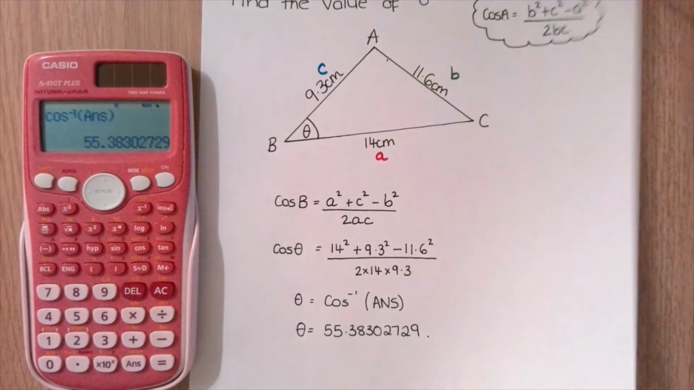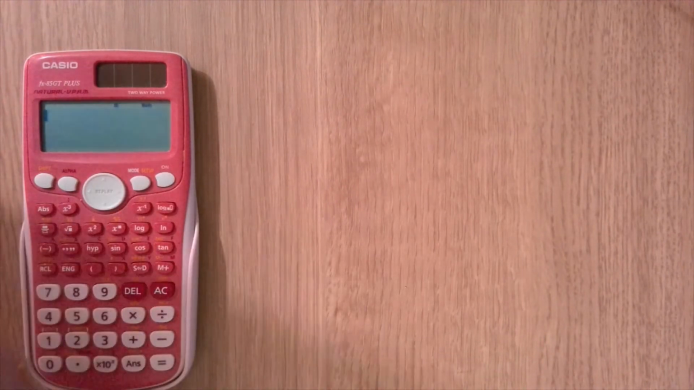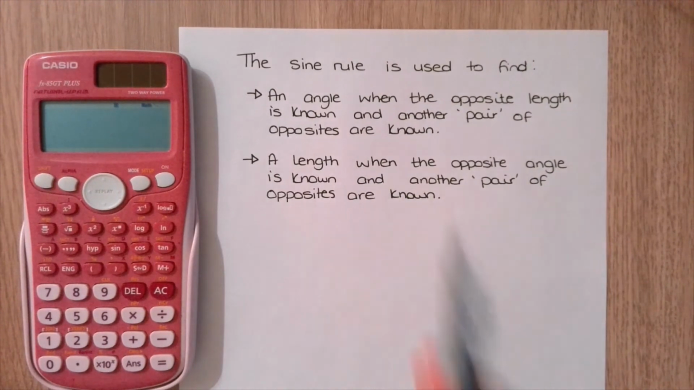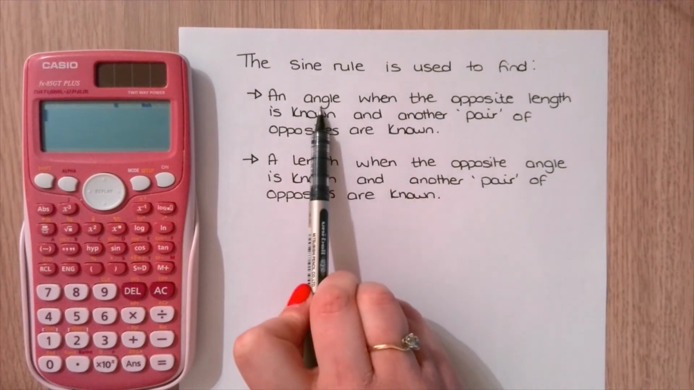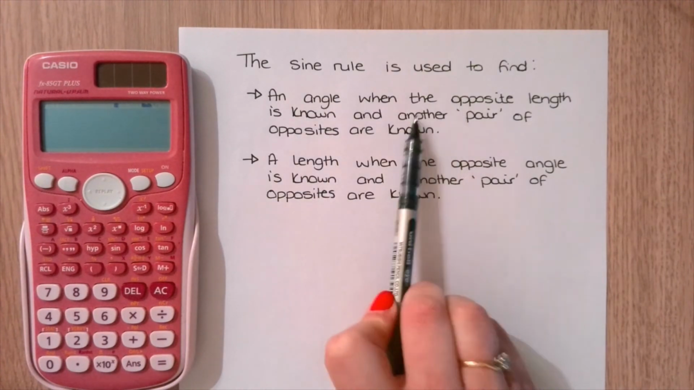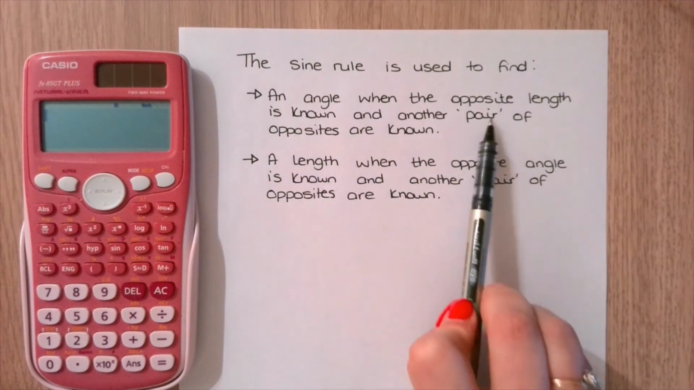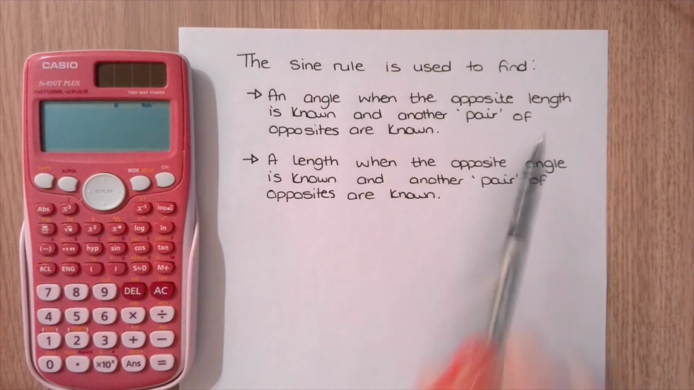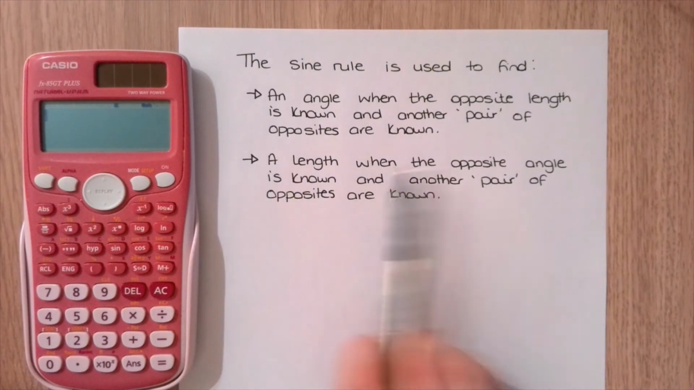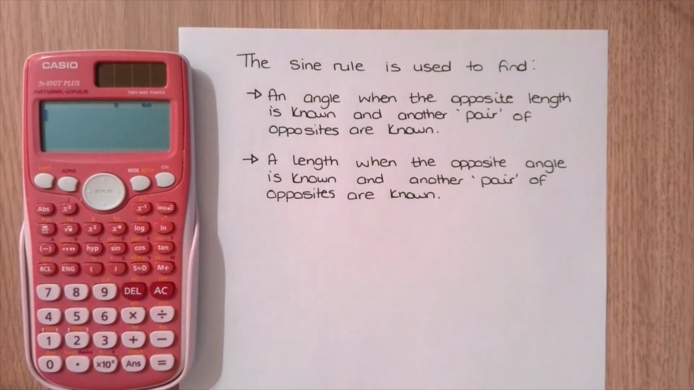So you now know the cosine rule and the sine rule. How do I know when to use each of them? So the sine rule is used to find an angle when the opposite length is known and another pair of opposites are known. What I mean by this is when I have a pair of an opposite length and an opposite angle. Vice versa, to find a length, I use this when I know an opposite angle to the length that I'm looking for and I know another pair of opposites.